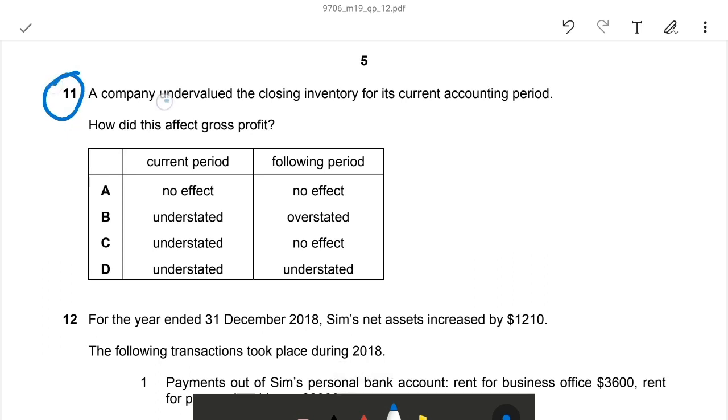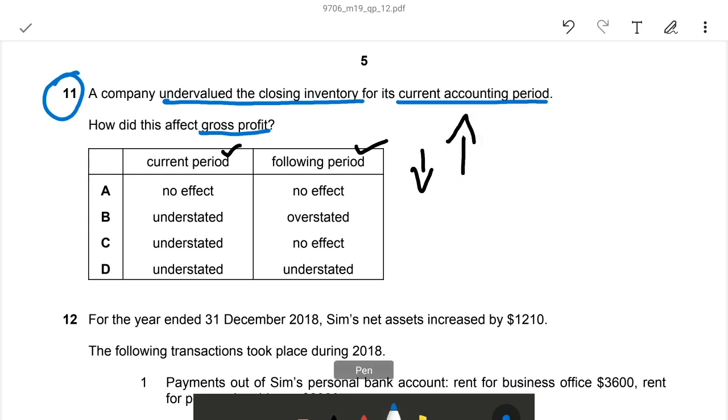Question 11. A company undervalued the closing inventory for its current accounting period. How did this affect gross profit of the current period and the following period? So, understatement of closing inventory, or undervalued closing inventory. Closing inventory is deducted from the cost of sales. So when the closing inventory is undervalued, the cost of sales will increase. When the cost of sales increases, profit will decrease. So profit will be understated.